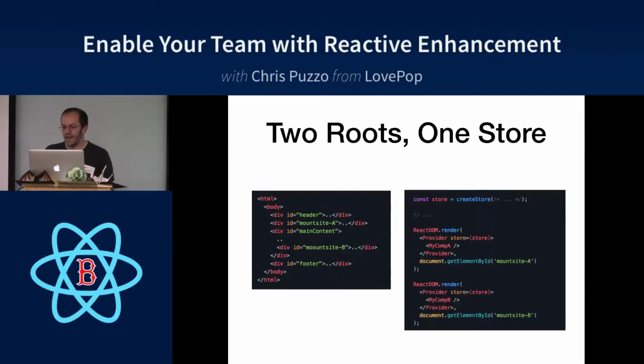So what we did here is we just have two roots, or N roots, right? We have two different mount sites, mount site A and mount site B, and we are able to create a single instance of the store and then share it across the N different React roots that we've created. So this lets us pretty easily target the specific spots of a page that we want to enhance with this React dynamic tier on top of it. Hence the name of the talk.